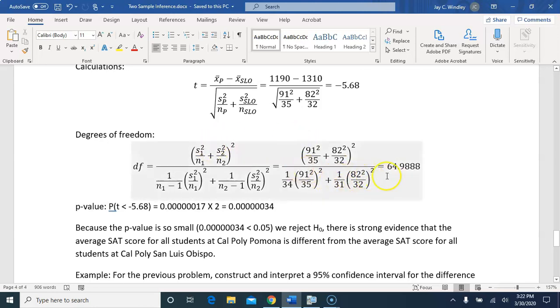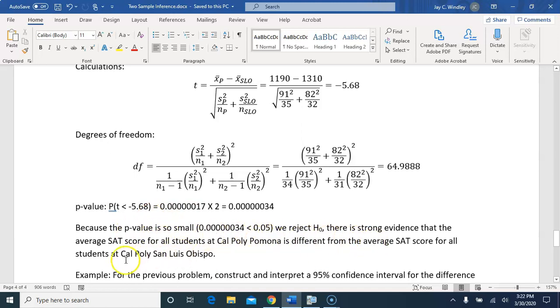This is the calculation for the degrees of freedom, and the probability of a t being less than -5 is about this. And since we had a 2-tailed test, we multiply by 2, and we get this, which is still incredibly small. In fact, on the calculator, it shows up in scientific notation. Because the p-value is so small, we reject H0.